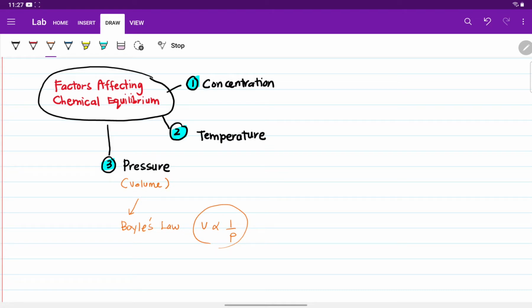Selalunya kita akan ubah volume, kita akan ubah bekas kita. So volume akan memberi kesan kepada pressure. So, pressure adalah kita punya disturbance yang sebenar. Jadi yang saya highlightkan warna biru ni semua adalah kita punya disturbance.